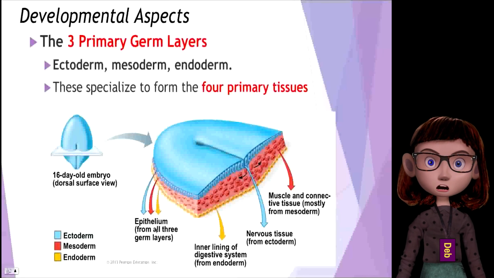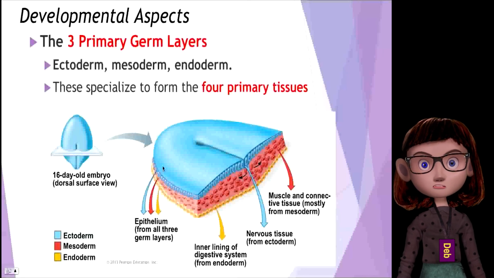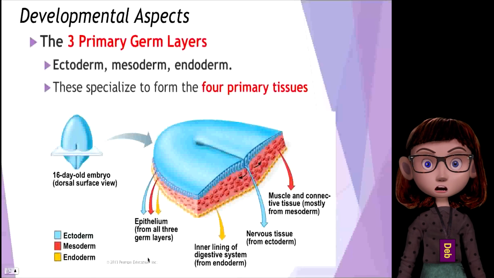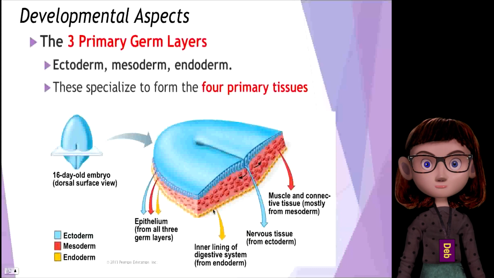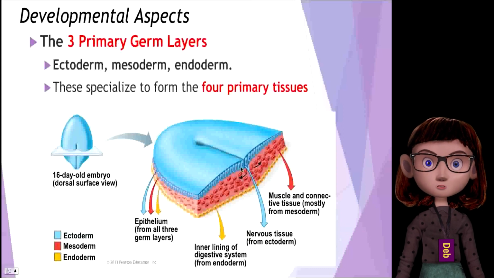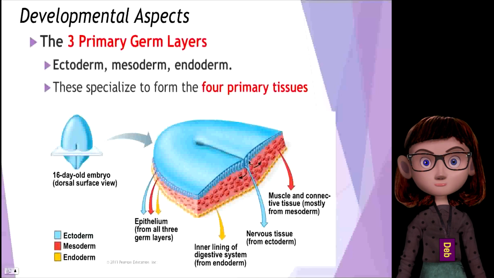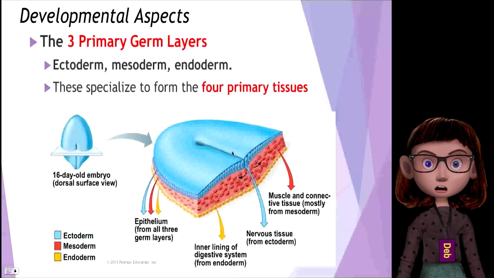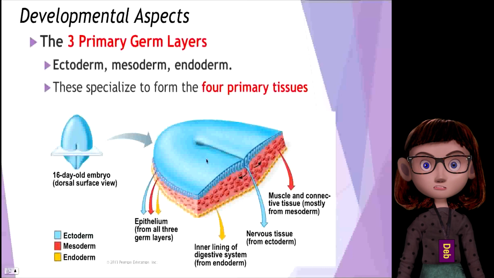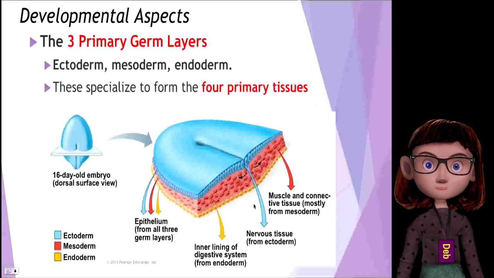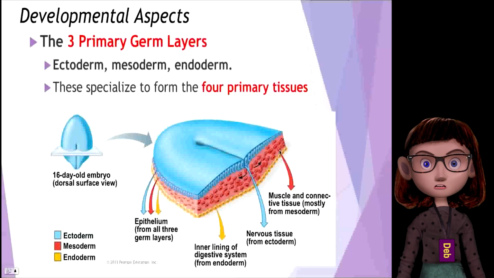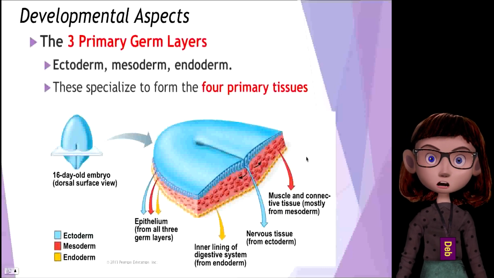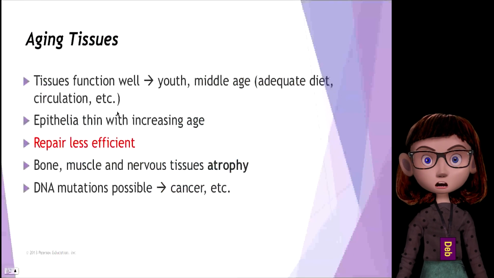So here it's showing you epithelium comes from all 3 of the germ layers. We call these primary germ layers. The inner lining of the digestive system is going to come from the endoderm. The nervous system actually comes from the ectoderm, which kind of forms a little cleavage right here, initially forming the brain and spinal cord. And then we have muscle and connective tissue are going to form primarily from the mesoderm.